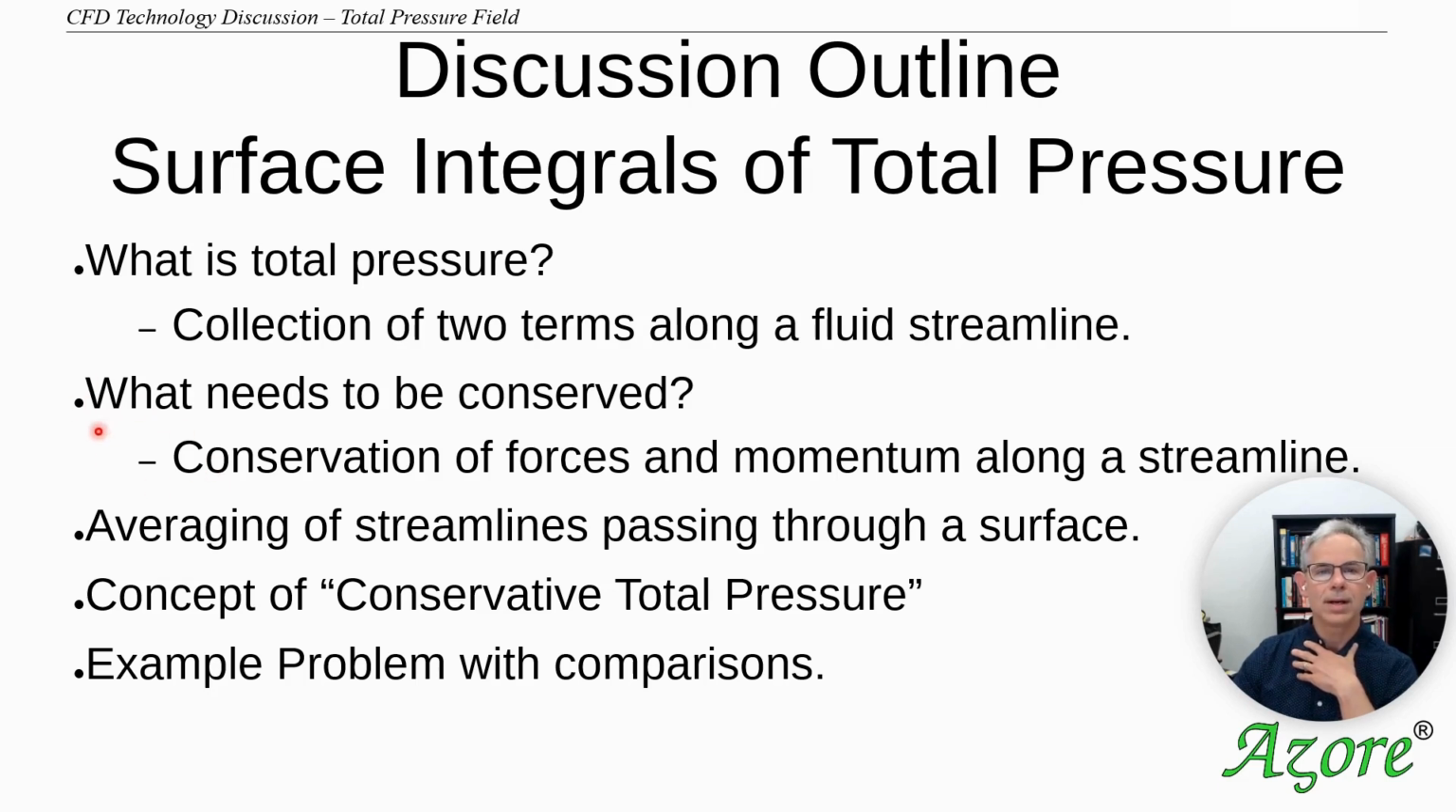And then we'll talk about what really needs to be conserved along this streamline, conservation of forces, momentum along a streamline. Then we'll talk about how to average between these streamlines to come up with some sort of surface integral. I'm going to introduce this concept of conservative total pressure, which is an average of a total pressure value within a CFD tool. And at the end, we're going to look at an example problem with some comparisons similar to what we did with the temperature. So let's get into it here.